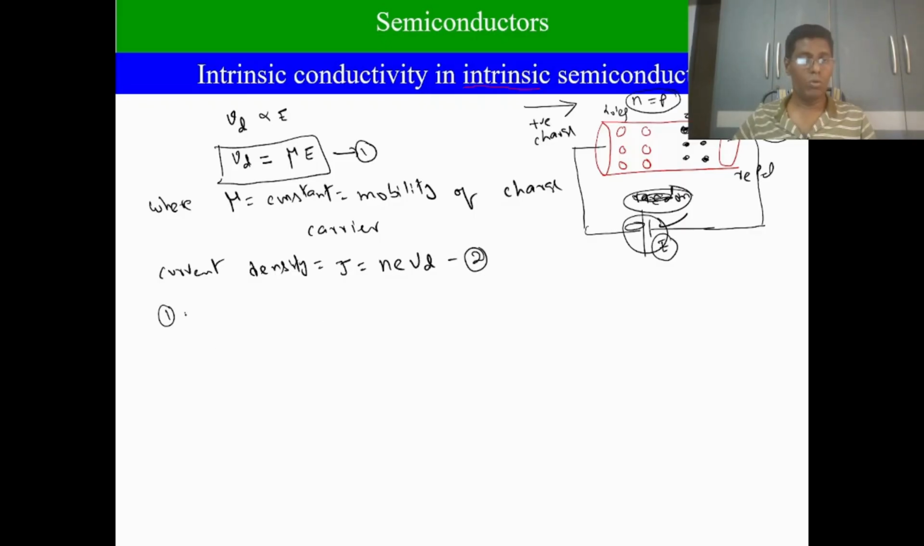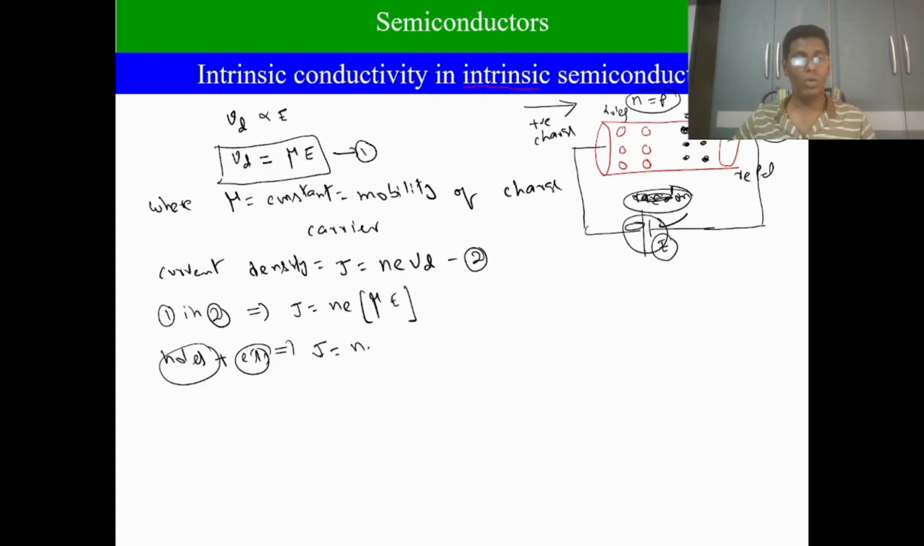Now in equation number 2, substitute the first equation. What will we get? Current density J is equal to Ne into Vd, and Vd is equal to mu into E. So J is equal to Ne mu E. Now I am writing this equation in terms of both electrons and holes. Why? Because it is an intrinsic semiconductor which contains two types of charge carriers, that is negative charge carriers, electrons, and positive charge carriers, holes. Therefore I am splitting this equation into two parts.